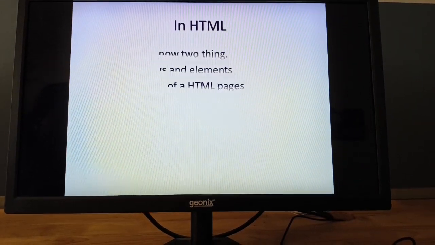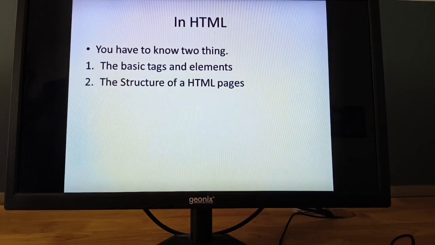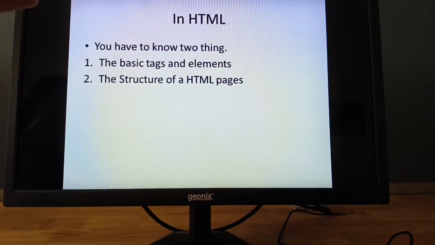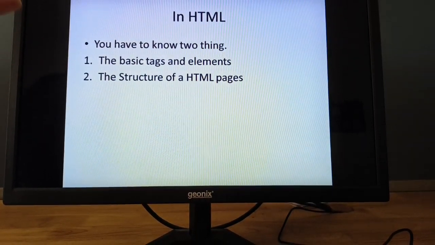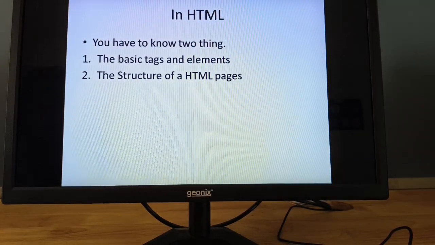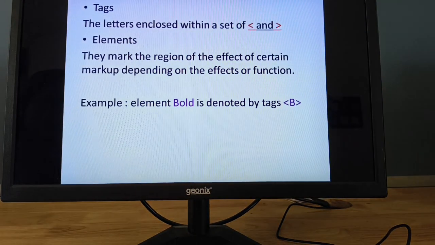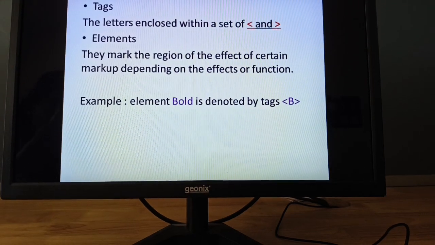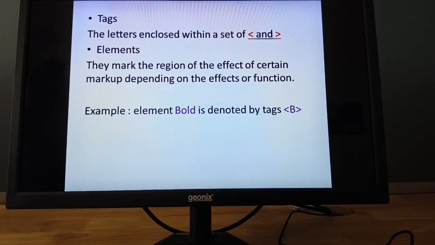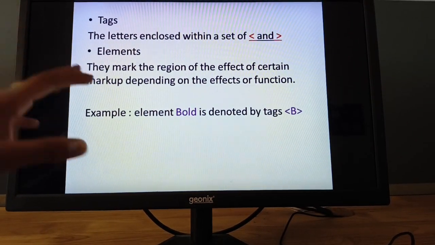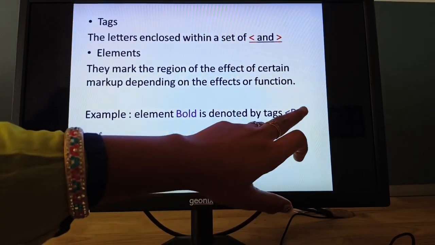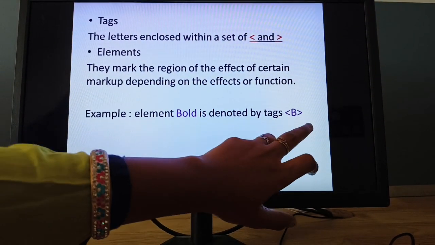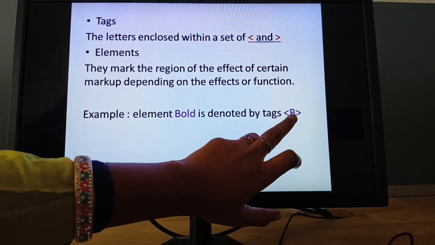In HTML you have to know two necessary things. One is basic tags and elements, and the second is the structure of HTML pages. Now let us know what tags are. Tags are letters enclosed within a set of greater than and lesser than symbols. Here you can see the example I gave: B, inside greater than and lesser than symbols.